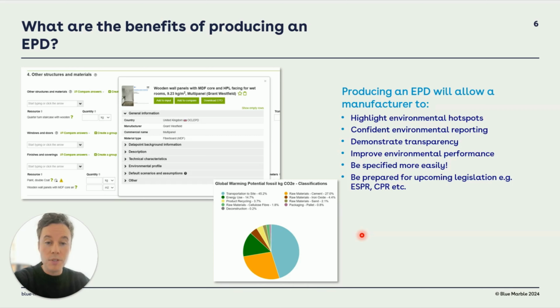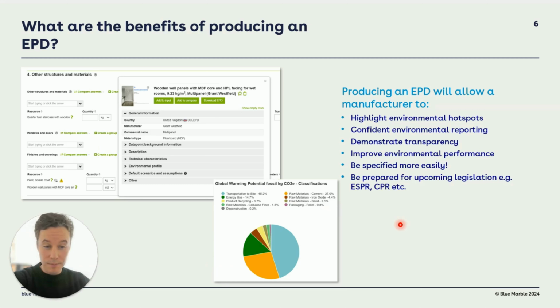It will give you the opportunity to be more confident in your environmental reporting. It will importantly allow you to be specified as a material of choice more easily. This screenshot on the left is a piece of software for conducting a whole life carbon assessment on a building. You can see that I've searched for the EPD that I showed in the previous slides, and here it is available in the database for selection and use when doing an assessment on a building. So the fact that you have an EPD will mean that you will appear in the databases that are being used for doing building assessments.